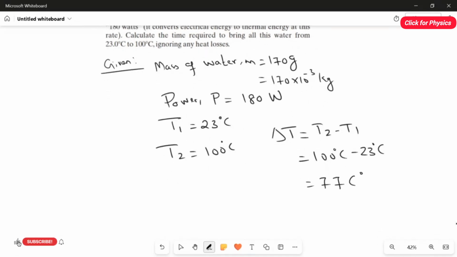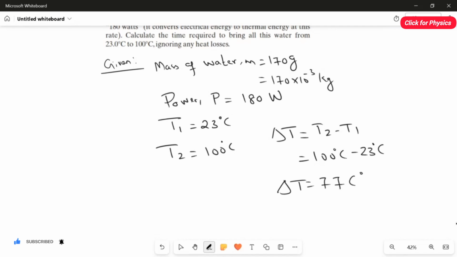Celsius degree, not degree Celsius. I hope you understand now, right? Because you have to mention Celsius degree for change in temperature. And also you need not convert this temperature to Kelvin, because it will also give the same answer. The change in temperature in terms of Kelvin as well as Celsius will give the same answer. So this is the answer for delta T. Or you can mention the unit as Kelvin, no issue.